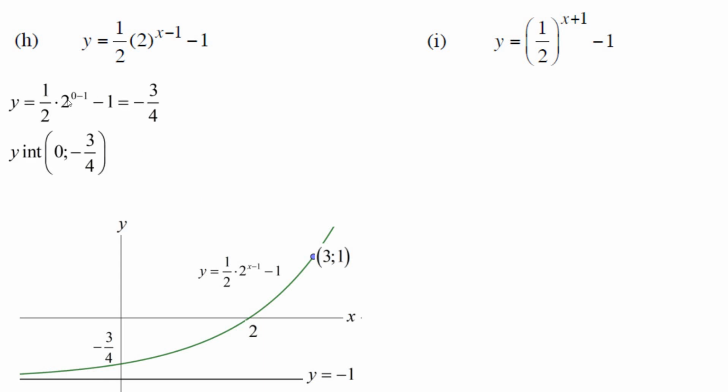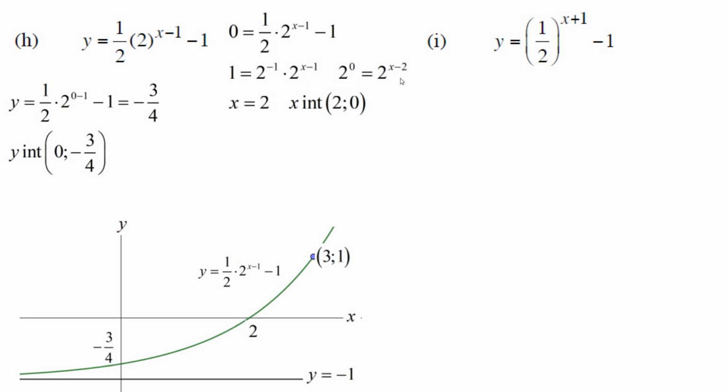So you could type that into your calculator. 1/2 times 2 to the minus 1, that's 1/4 minus 1. You'll get minus 3/4. So there's that y-intercept. If you let y equal 0, you add 1. You divide by 1/2, so you get 2. And 2 to the 0 equals 2 to the x minus 2. x must be 2. You make the bottoms the same, and then you let the tops equal each other. Exponential equation. You just solve it. That's how I got x is 2.